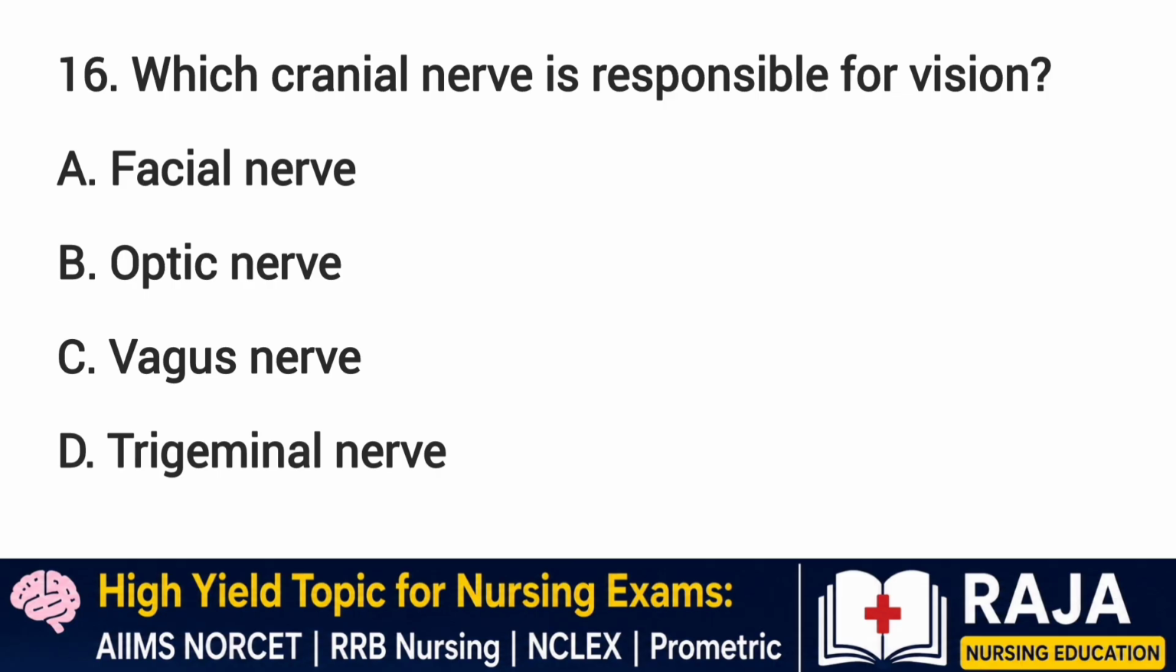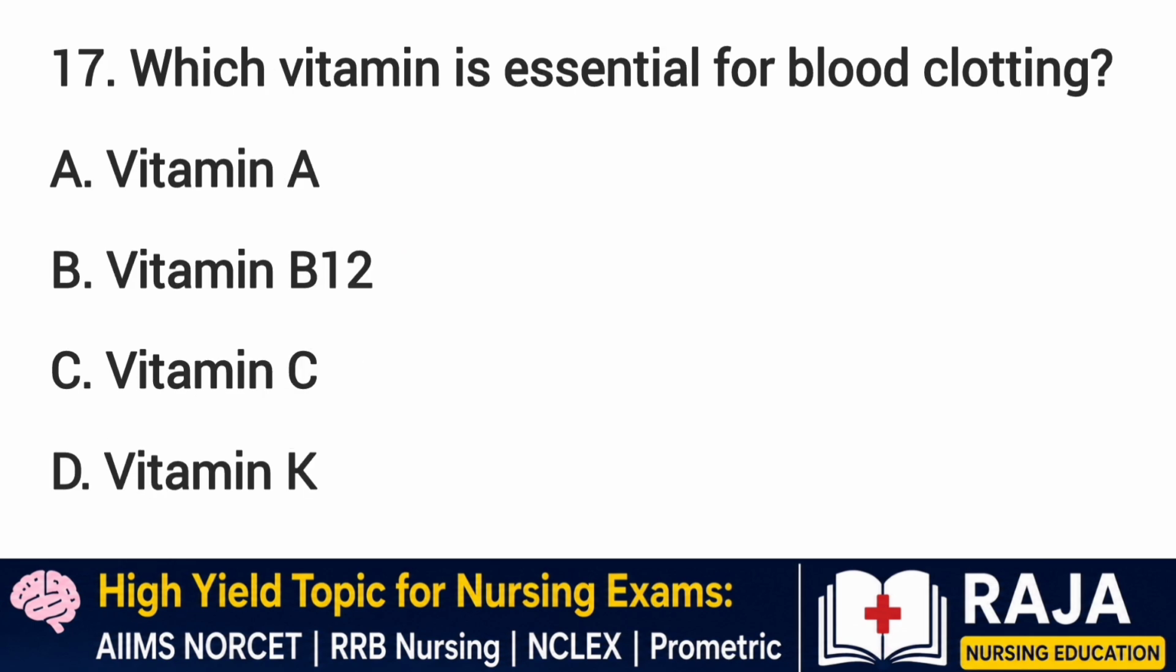Which cranial nerve is responsible for vision? The answer is B, optic nerve is the second cranial nerve which is responsible for vision. Which vitamin is essential for blood clotting? The answer is D, vitamin K is essential for blood clotting.